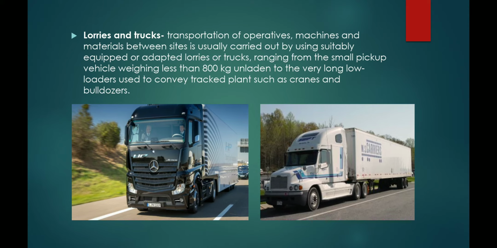Lorries and trucks. Transportation of operatives, machines, and materials between sites is usually carried out by using suitably equipped or adapted lorries or trucks, ranging from the small pickup vehicle weighing less than 800 kilograms unladen to the very long low loaders used to convey tracked plant such as cranes and bulldozers. And here on the left you can see a picture of a lorry, and on the right you can see a picture of a truck.